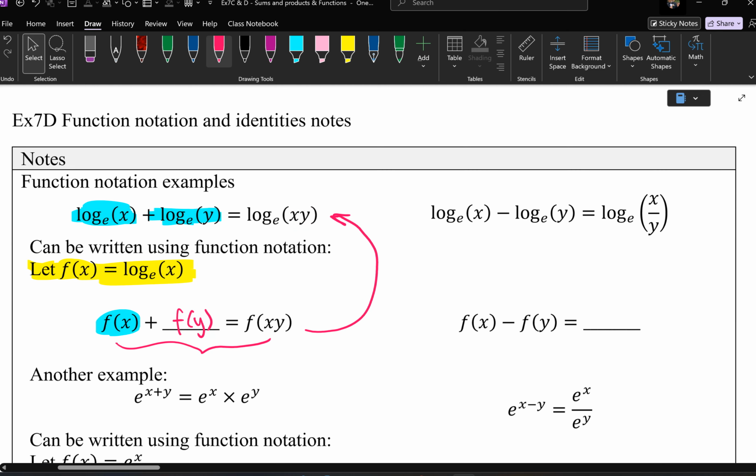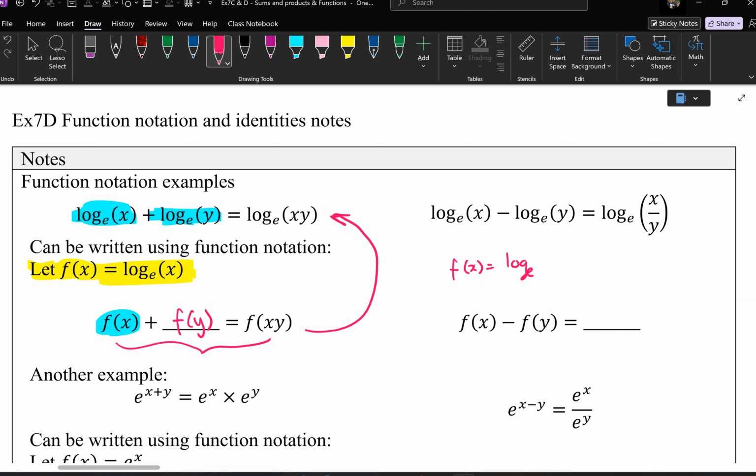Then that means if I did keep it as f of x is equal to log e of x, that would mean log e of x is f of x. Take away log e of y, which is f of y. What would that equal to? Can I please have Serena? Beautiful. So far, so good?